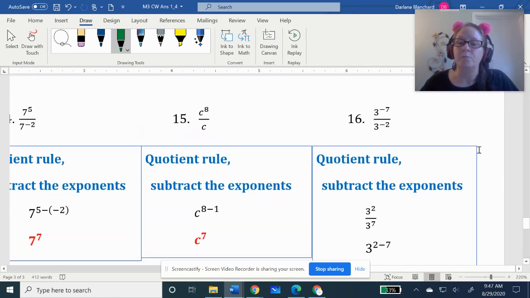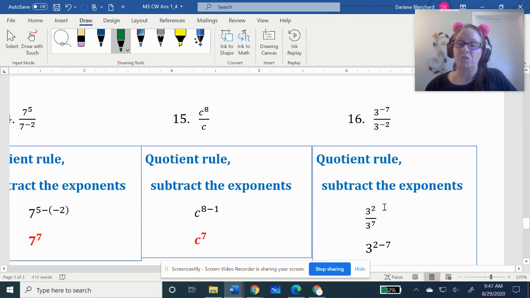And then number 16. Now, there are 2 ways you can go about this problem. If you don't like dealing with so many negative exponents, you can start by moving anything with a negative exponent to the other side of the fraction so you don't have to deal with subtracting negatives. So my numerator at the very beginning is 3 to the negative 7. That moves to the denominator as 3 to the positive 7. Also at the beginning of the problem, I have 3 to the negative 2 in the denominator, so that can move to 3 to the positive 2 in the numerator.